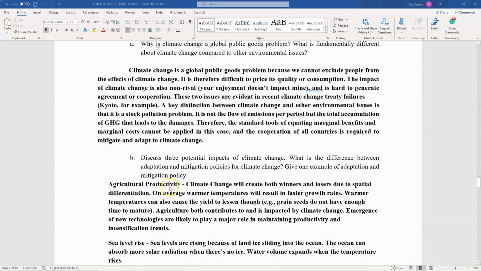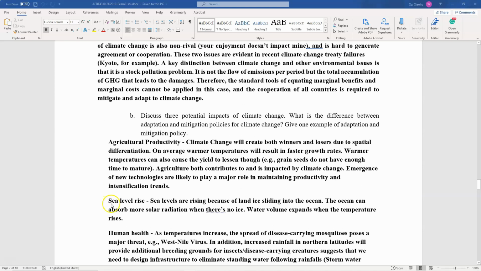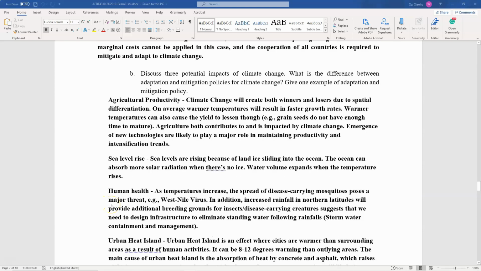And then discuss three potential impacts of climate change and what is the difference between adaptation and mitigation policies for climate change. Give one example of adaptation and mitigation policy. Three potential impacts of climate change we talked a lot about: it affects agricultural productivity. It raises the sea level. Also, it leads to the urban heat island. It is harmful for human health. All those are potential impacts of climate change.